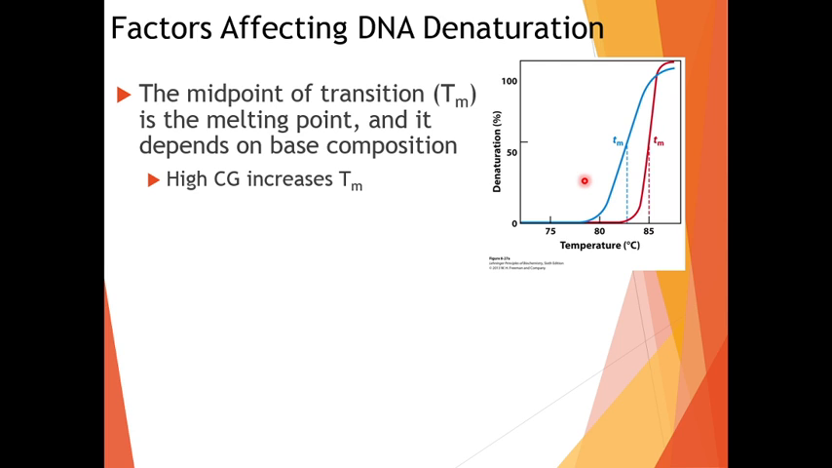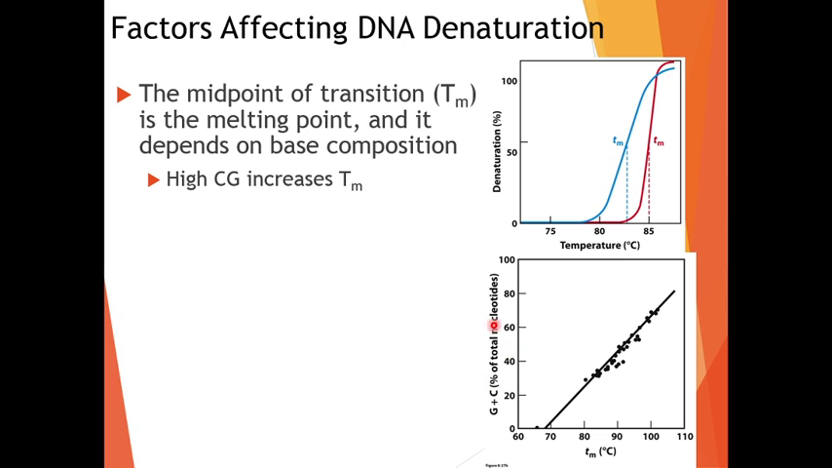As I said, high GC or CG composition increases Tm, which means that among these two, the specimen with the red colored curve seems to have a higher GC content. And if you see a plot of G plus C, the percentage of total nucleotides containing G plus C, versus temperature, as you can see, Tm increases linearly with increase in GC content.